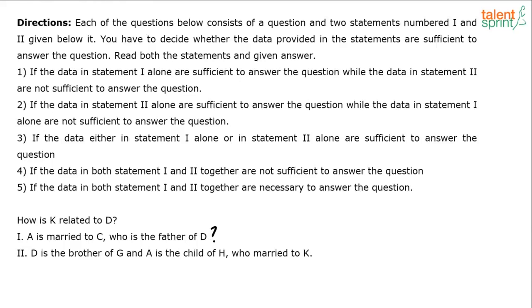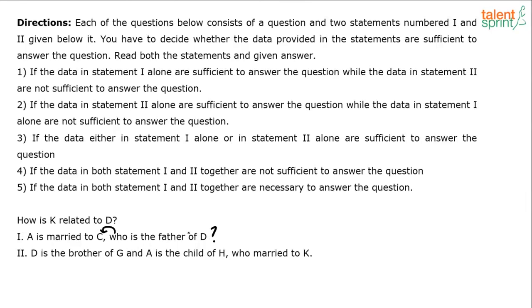Okay, A and C are married, husband and wife or wife and husband. Their child is D. Basically, C is the father. Who is the father, meaning? C is the father, right? Preceding person. So A is the wife, C is the husband, their child is D. How is K in the picture here?